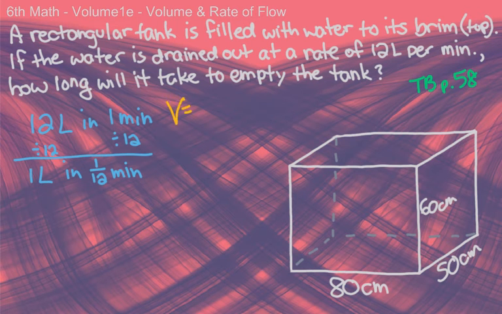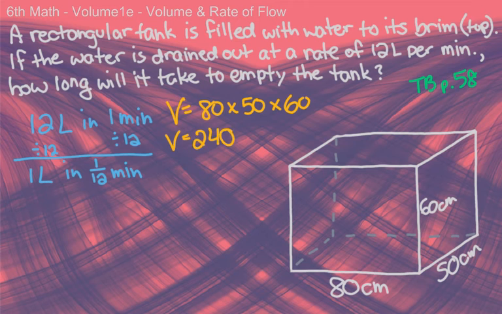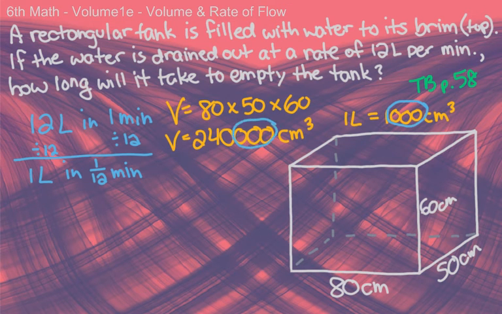The volume of this tank is 80 times 50 times 60. You could use a calculator for this, and you don't necessarily need to multiply this out, but you'll see when you could actually have done that. So that's 240,000 what? Centimeters cubed. Now remember that 1 liter is 1,000 centimeters cubed. So I'll circle that 1,000. I see 3 zeros, and I see 3 zeros over here.